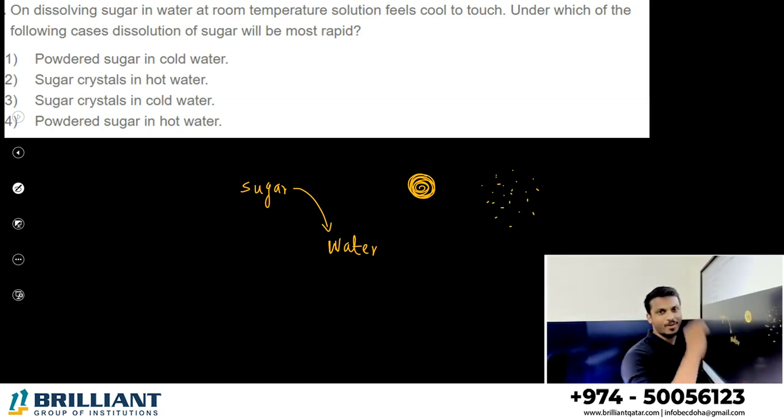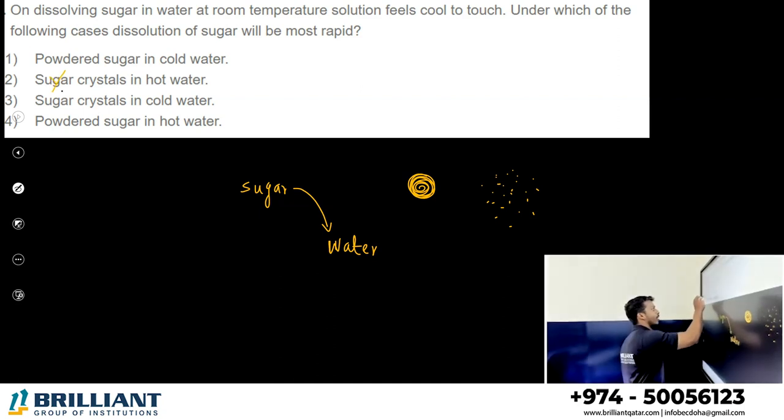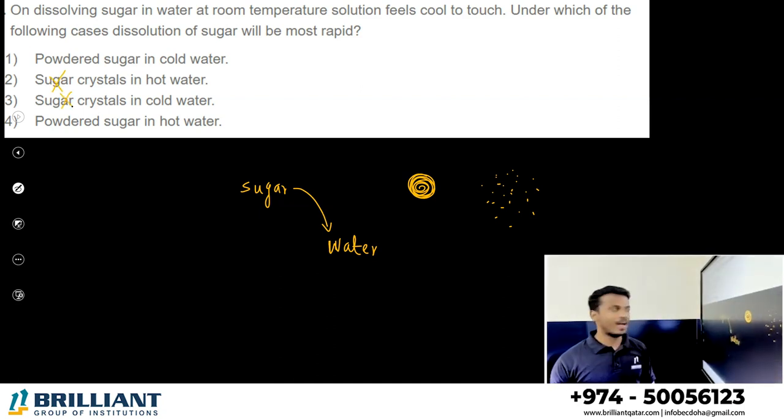The powdered one. Why? When you make a solid crystal into powder form, the surface area increases. Surface area is a big factor of solubility. When surface area increases, dissolution takes place so fast. Alright, so we can neglect the option sugar crystal. Options B and C we can avoid. Powdered sugar is the most soluble one.